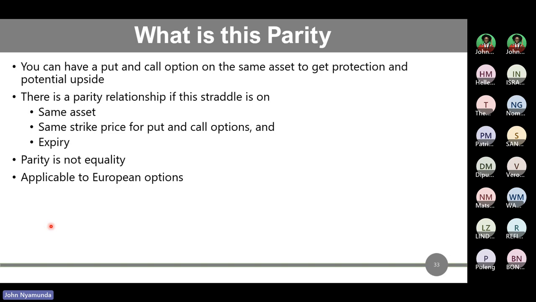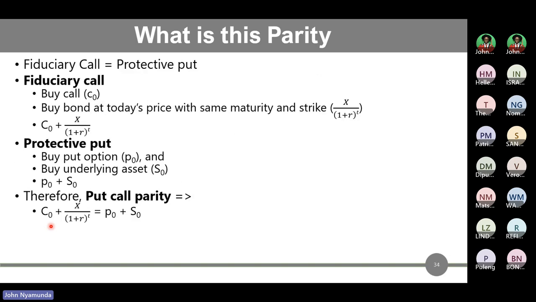Time is moving, and I'm trying to explain parity. I'm not going to explain anymore. So when we say put-call parity, we are saying if you hold a fiduciary call, or a protective call, which is if you hold a call plus the present value of the strike price, you are the same as someone who is holding a protective put, which is someone holding the asset plus the put option.